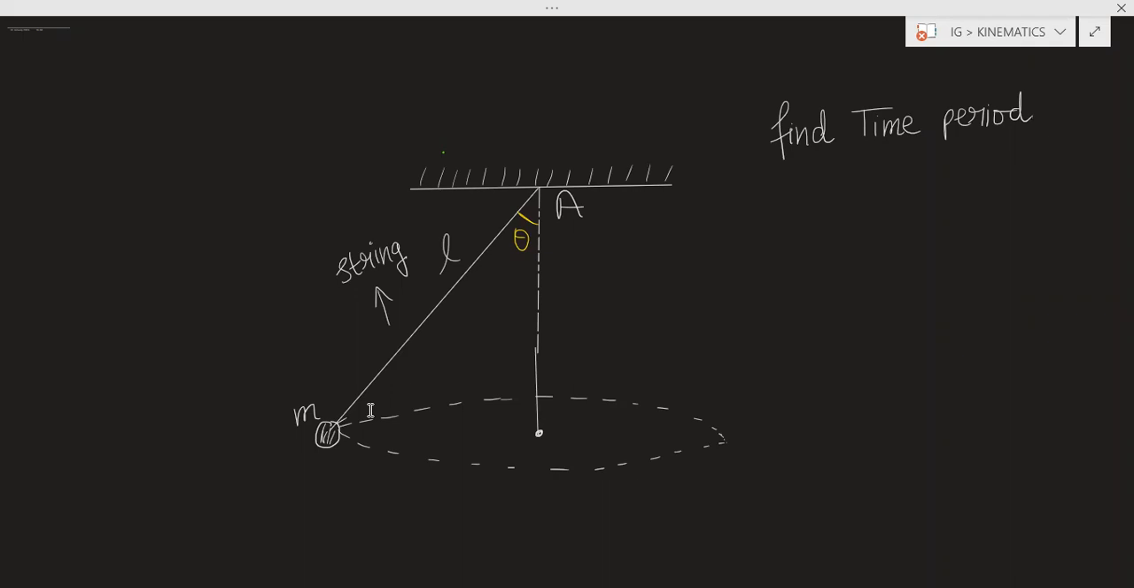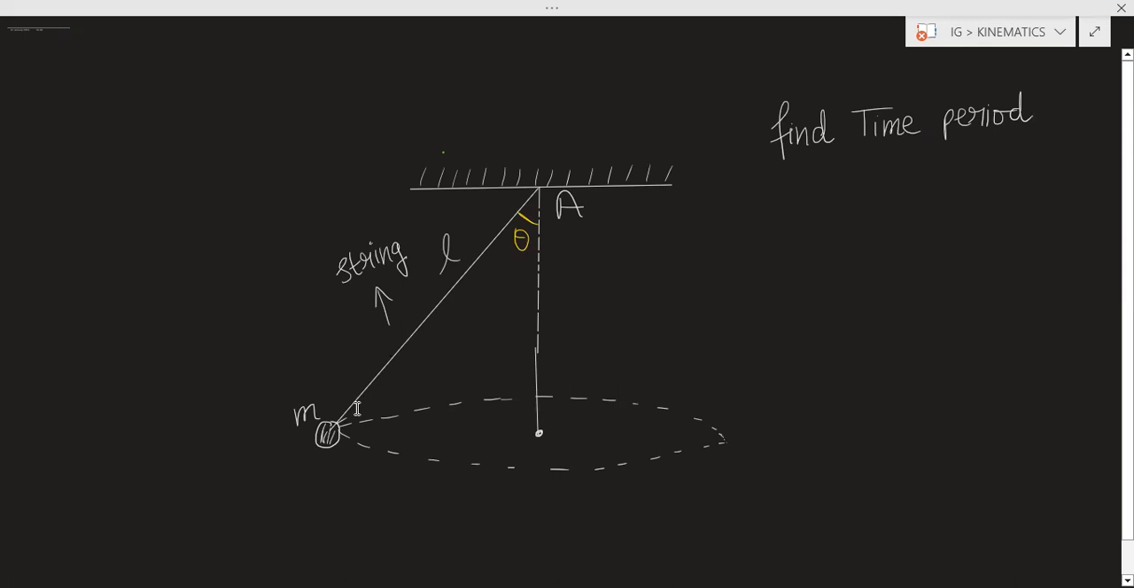Now here we will see this mass is moving in a circular path. For any mass to move in a circular path, there is a requirement of centripetal force, and that centripetal force is provided by some other force. That centripetal force is equal to the net force toward the center. So remember, this mass is moving in a circular path.